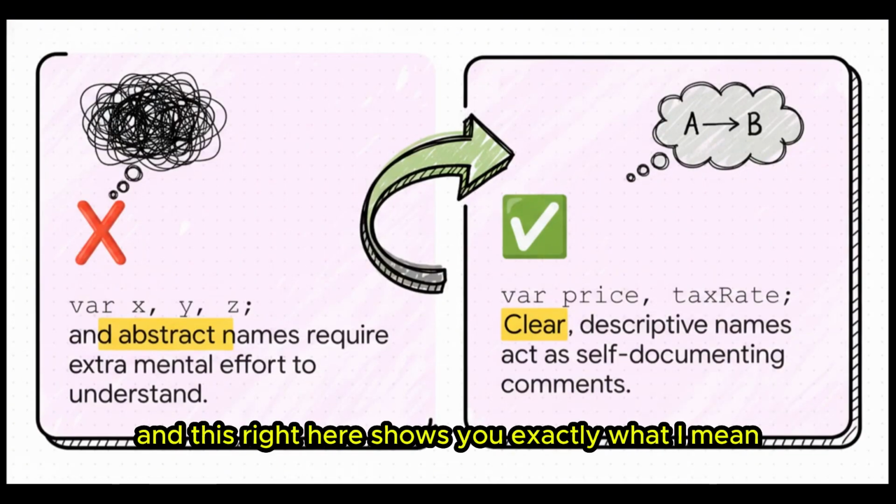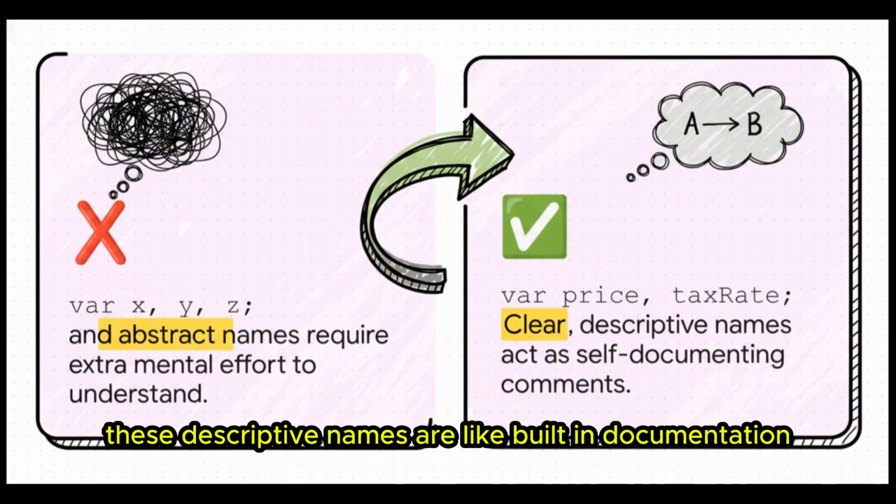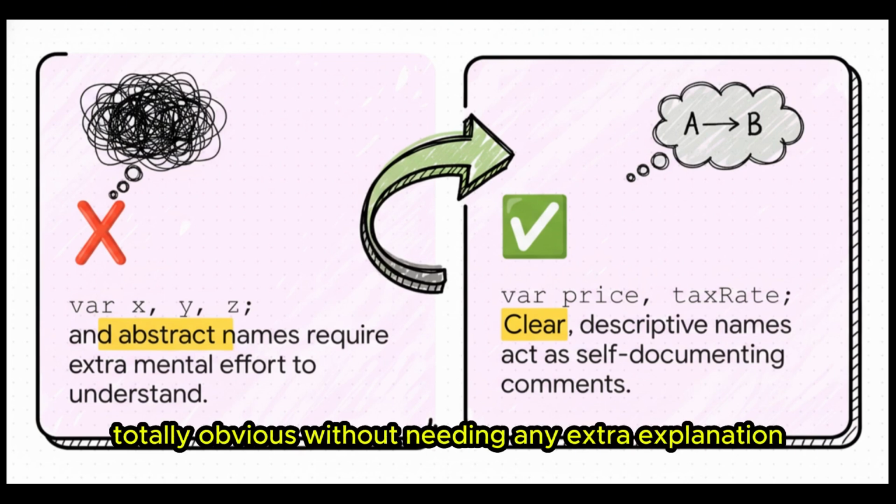And this right here shows you exactly what I mean. In that before column, what are X, Y, and Z? Who knows? But now look at the after. It is instantly clear. Price, tax rate, sales tax. These descriptive names are like built-in documentation. They make the code's purpose totally obvious without needing any extra explanation.